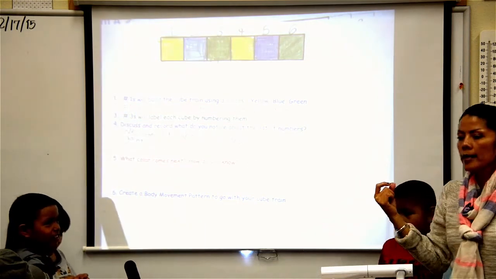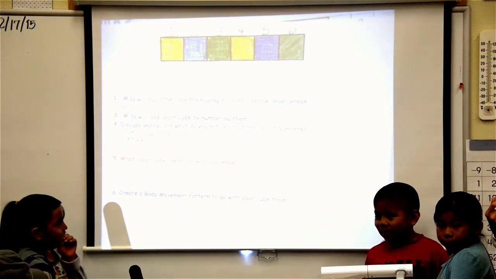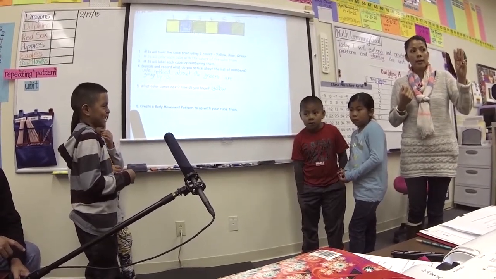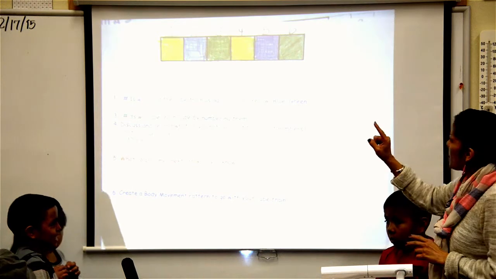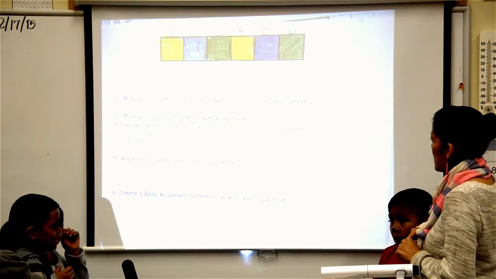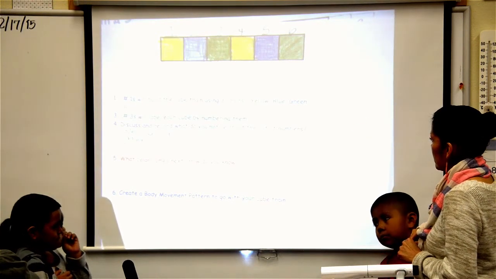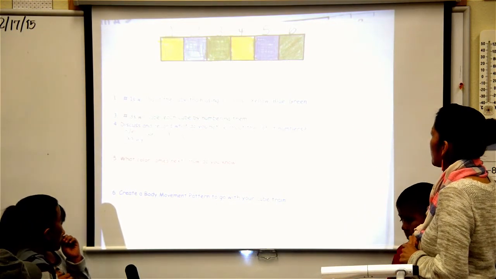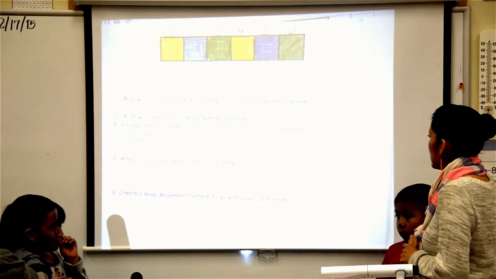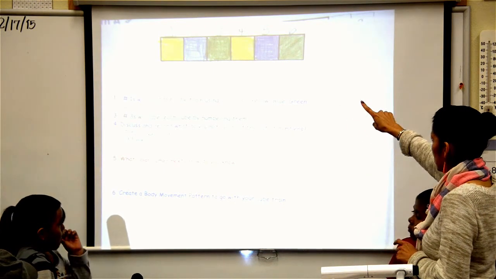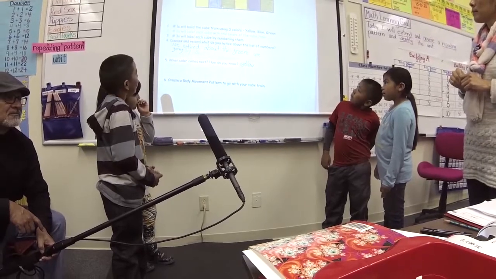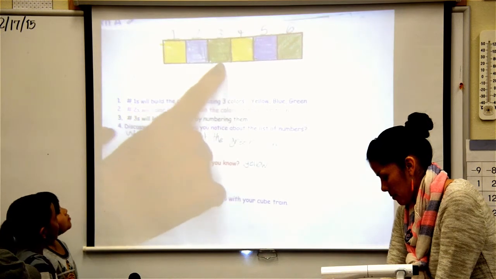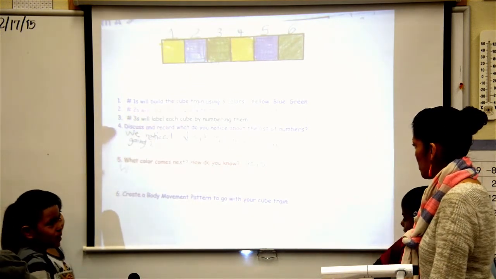Boys and girls, does the unit only consist of 2 colors? No. 3. It can consist of how many? 3. So how many colors does our unit consist of up there? How many colors do we have? What different colors do we have? Look up there. Let's count. 1, 2, 3. Isn't that 3 different colors?